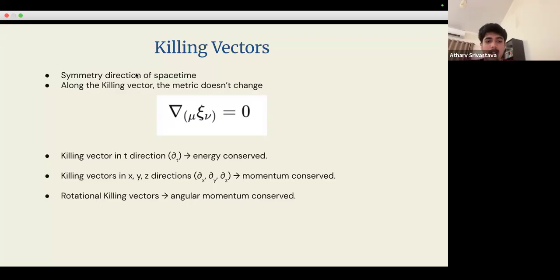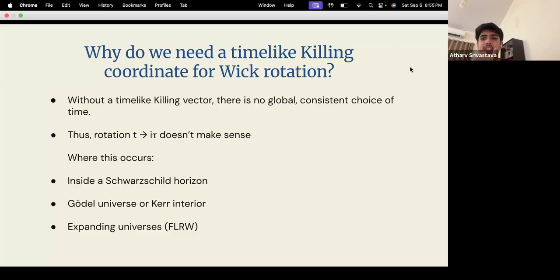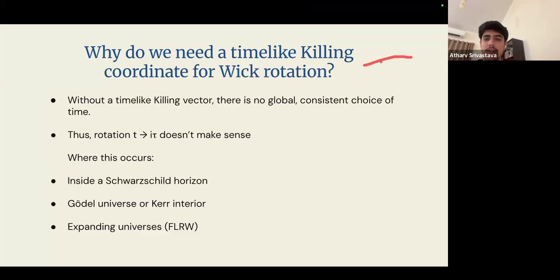And for the rotational Killing vectors, angular momentum is conserved. And yeah, without this symmetry, it would not be possible to Wick rotate. And as I explained before, without a time-like Killing vector, there is no consistent global time coordinate. So then you won't be able to rotate it into the complex plane.